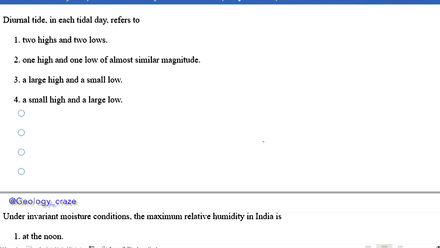In this question, diurnal tide in each tidal day. First of all, we should know this question is related basically to the tide. There are different types of tides, and if you know those things, you can answer this type of question. Actually the tides are divided on the basis of two things.